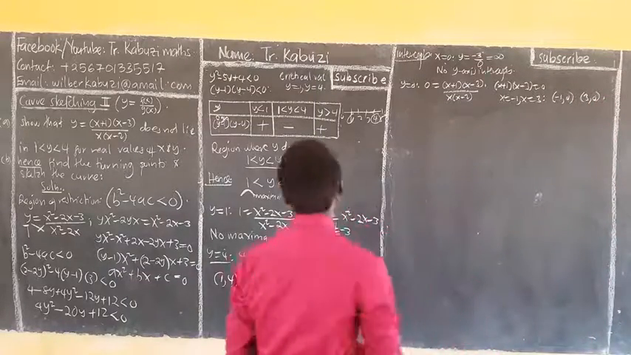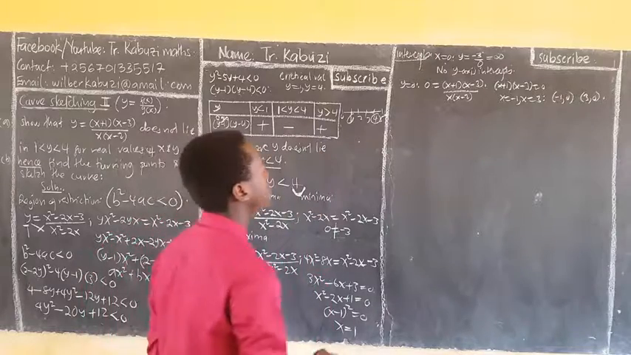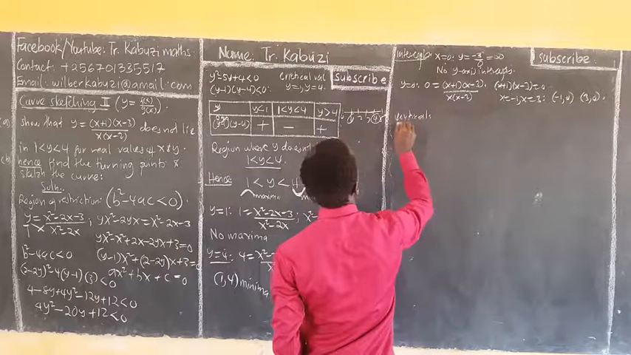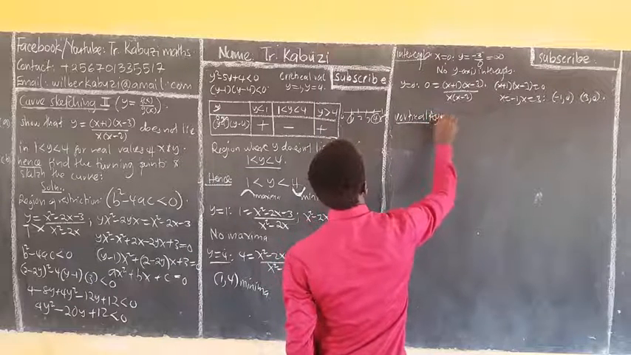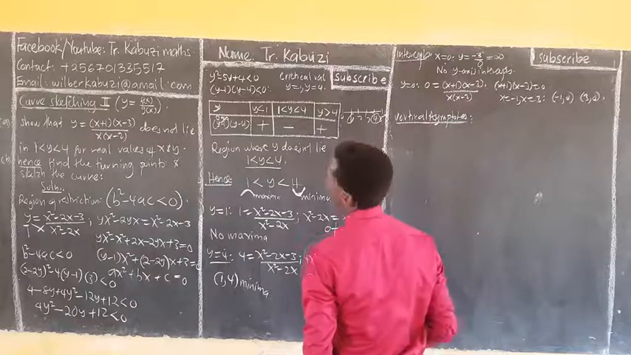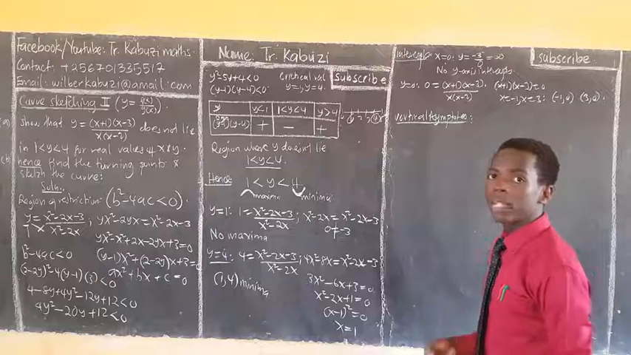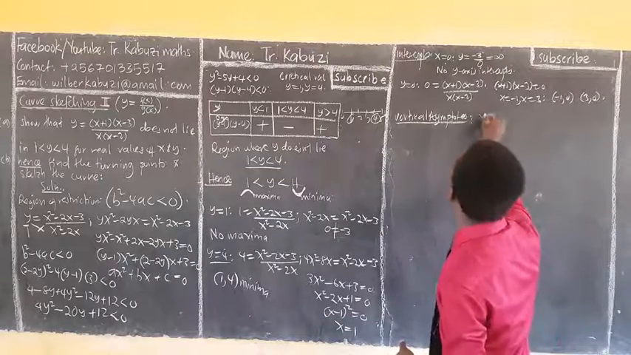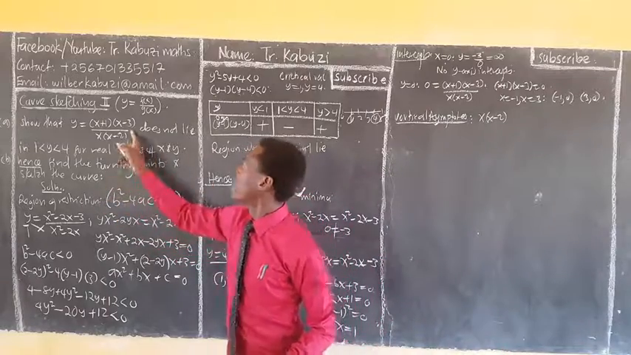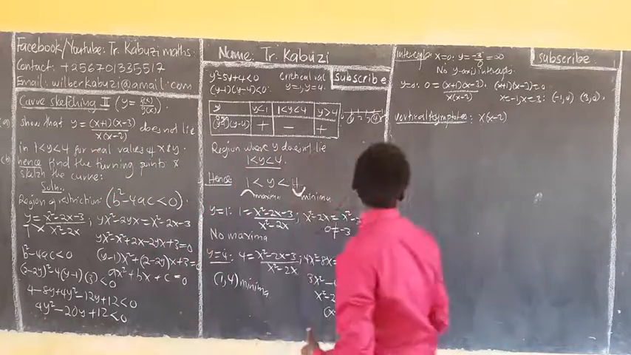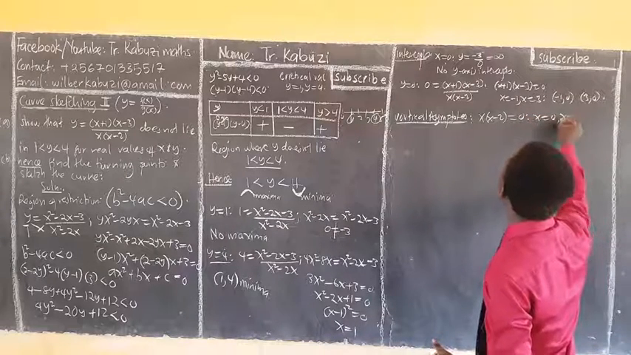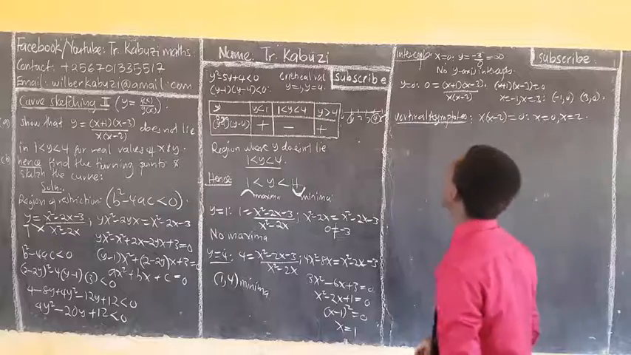Now, I also need my asymptotes. So I come and get the vertical asymptotes. We said to get the vertical asymptotes, we just equate the denominator to 0. So x into x minus 2 is the denominator. To get the vertical asymptotes, you equate the denominator to 0. My x is 0 or my x is 2. These are the vertical asymptotes.